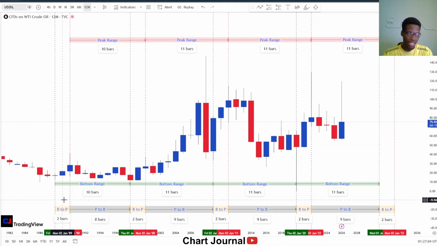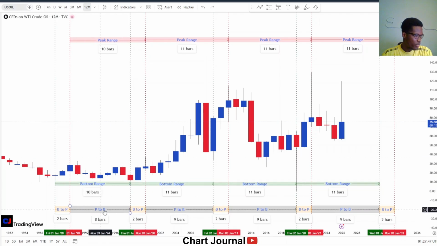The next bottom to peak, how long did it take? 2 years as well. Next bottom to peak, 2 years. Let's see the next bottom to peak. How long did it take? 2 years. So this has occurred 4 times. So now just looking at these cycles, we can see we have every 11 years peaks, bottom to peak, 2 years. Not only that, we can look at the peak to bottom, which signifies here P to B. So from this peak to the next bottom as well, how long did it take?